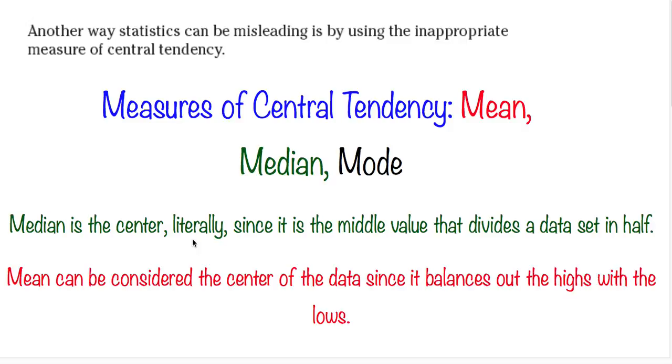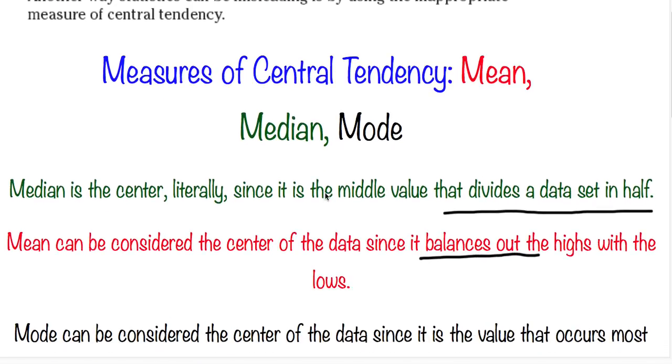Median is the center, literally, since it is the middle value that divides the data in half. So when you talk about median, it divides the data set in half. Okay, mean can be considered the center of the data since it balances out the highs with the lows. So when you remember what the mean is, you add up all the pieces of data and you divide it by the number of pieces of data. Okay, it balances out the highs and the lows. That's why it's also considered to be a center. And finally, mode is considered to be the center of the data since it is the value that occurs the most. And that's the reason why they're called measures of central tendency.